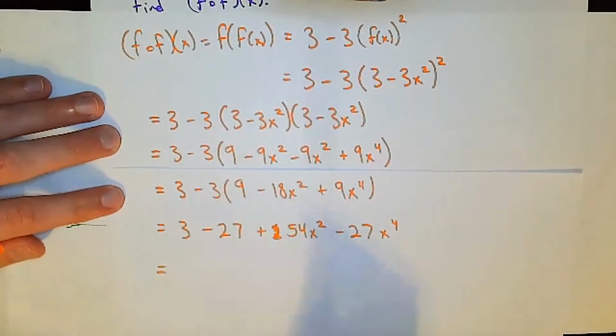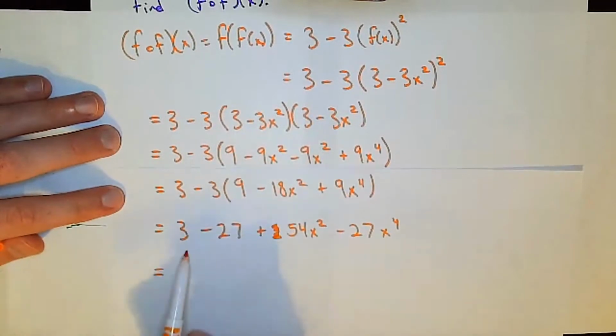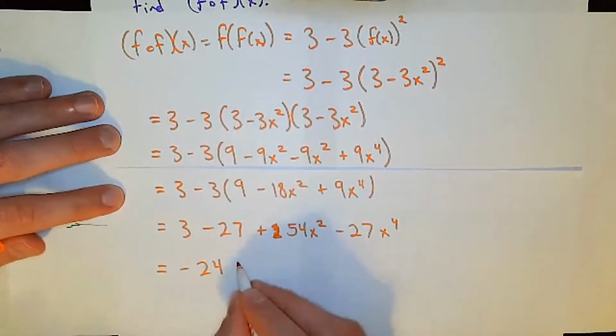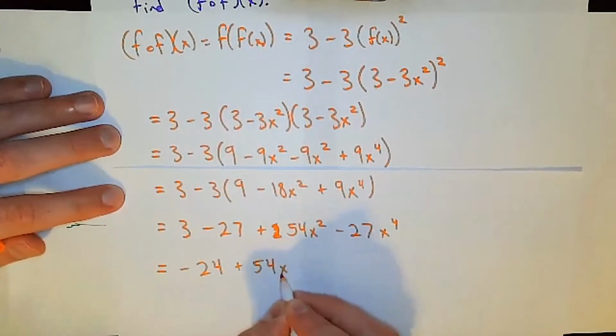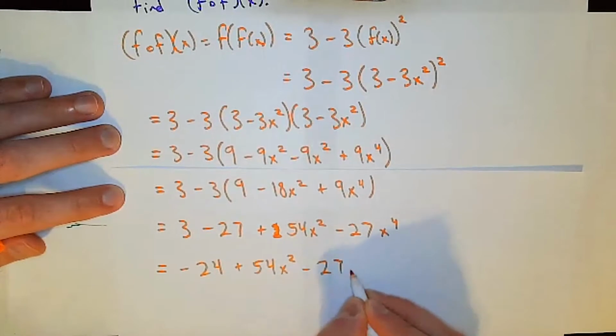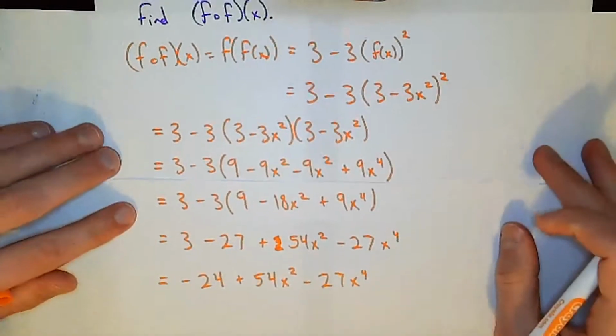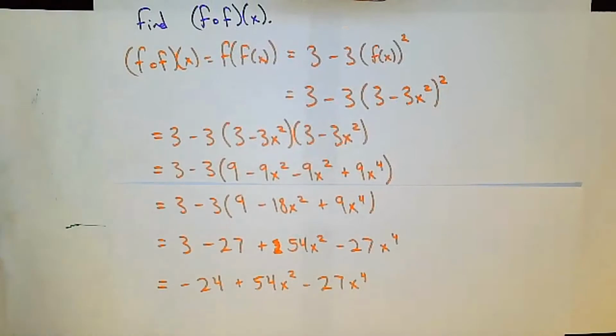Now, finally, I'm ready to combine some last like terms. 3 minus 27 is going to be negative 24. Then plus 54x squared minus 27x to the fourth. It's quite a bit, right? But that's kind of as bad as it can get. Plugging a square function into another square function. That's kind of the worst that we're going to deal with.